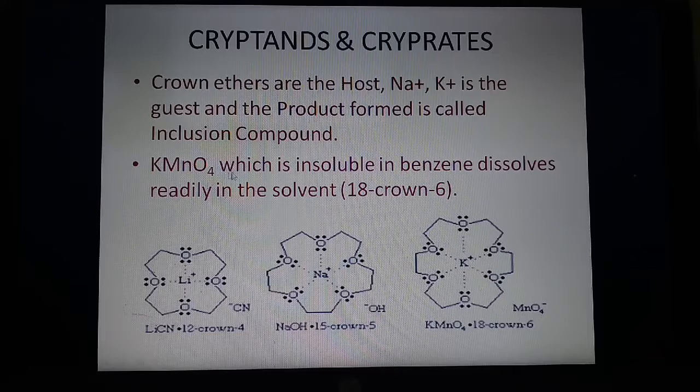Like potassium permanganate, which is insoluble in benzene, it is found to dissolve readily in the solvent 18 crown 6. So here you can see this is 18 crown 6. On this kind of material, potassium permanganate, which does not dissolve in benzene, can dissolve in this organic compound. So this type of crown compound is used as a solvent for these complexes.